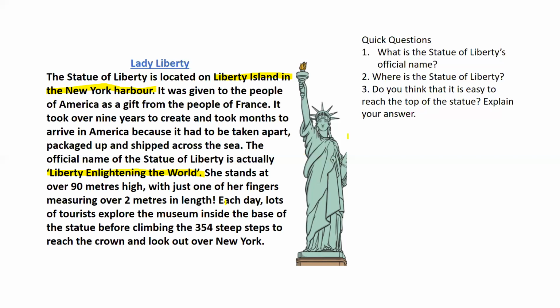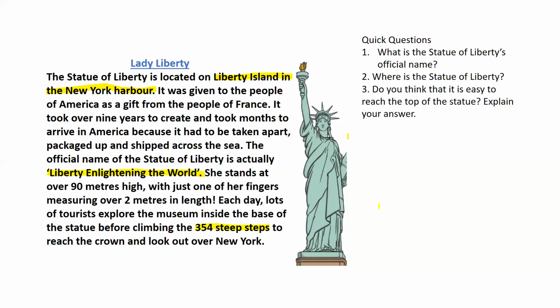near the bottom of the text, it talks about tourists exploring the museum inside the base of the statue, and then climbing the 354 steep steps to reach the crown. Look out over New York. So the crown, I believe, is the top of the statue, and it says you have to climb 354 steep steps, which is quite a few steps to get to the top.